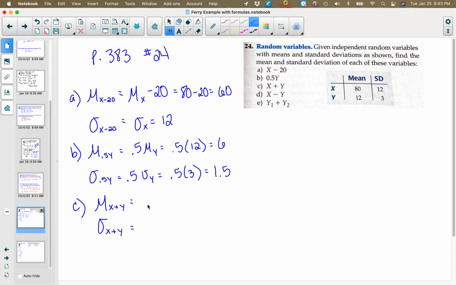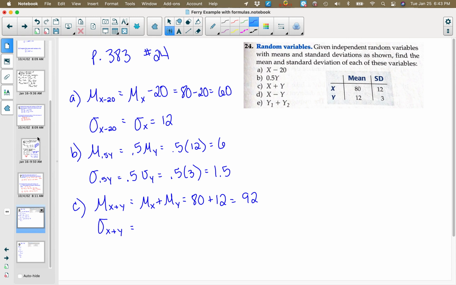Mu sub x plus y is mu sub x plus mu sub y. So mu sub x is 80, and mu sub y is 12. So we get 92. And then the next one, sigma sub x plus y.